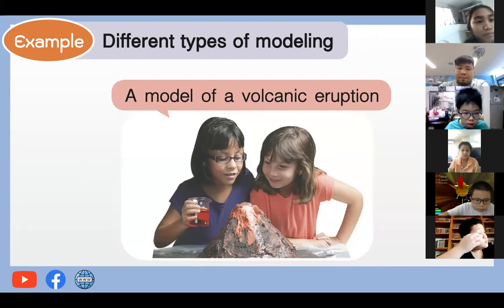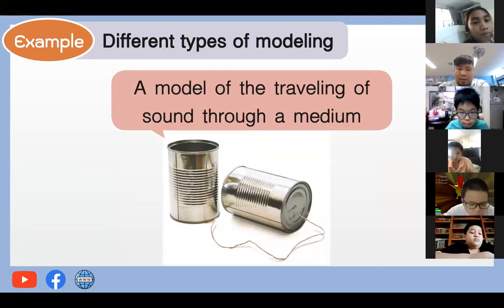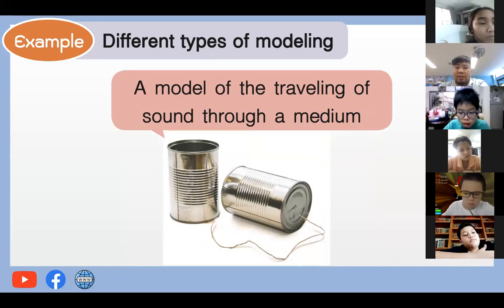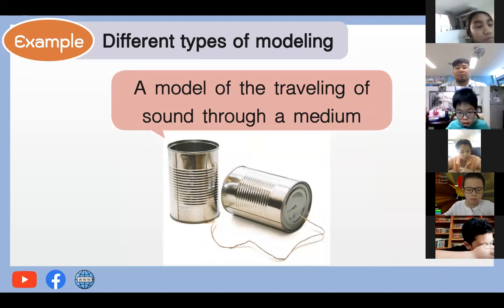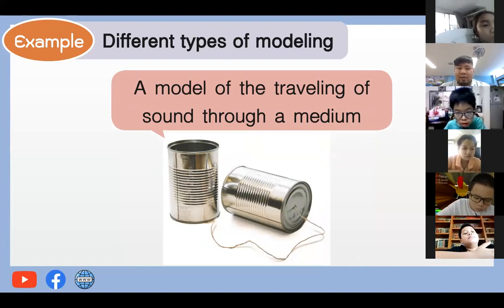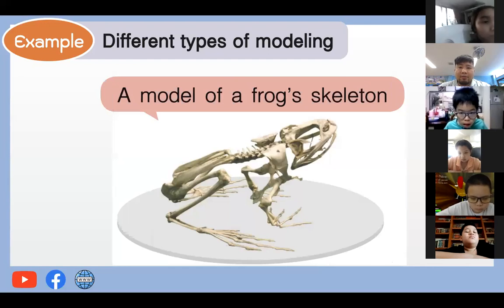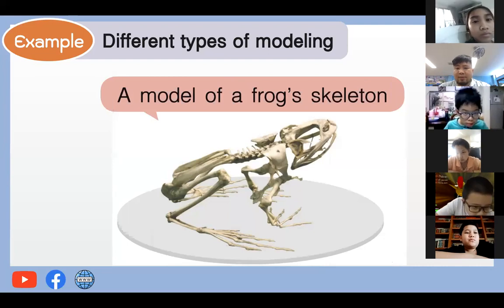Next one, a model of the traveling of sound through a medium. This is a model like distance sound. You talk to the other end of this can, and then you will feel the vibration and then it becomes a sound. And the next one is a model of frog's skeleton. Usually you do this with plasticine like clay, but this one is a real one.